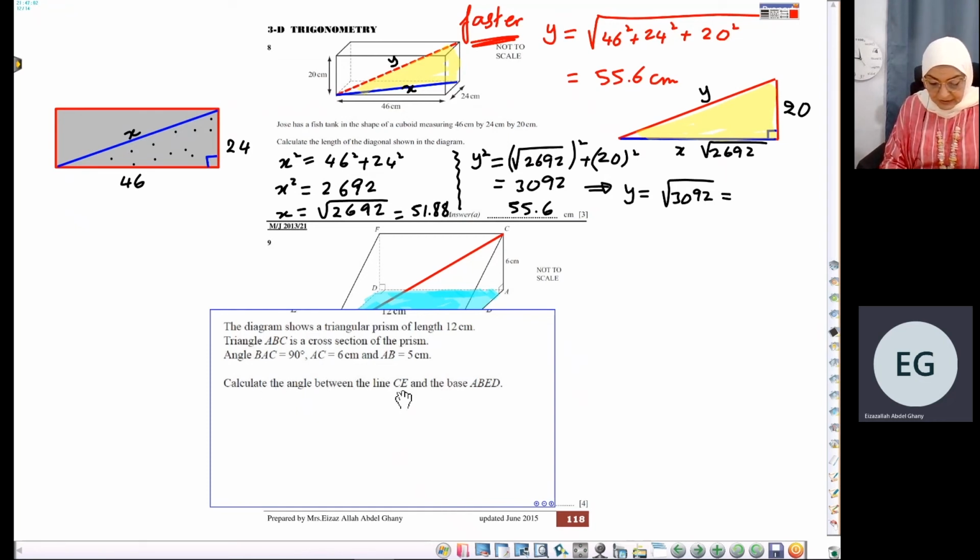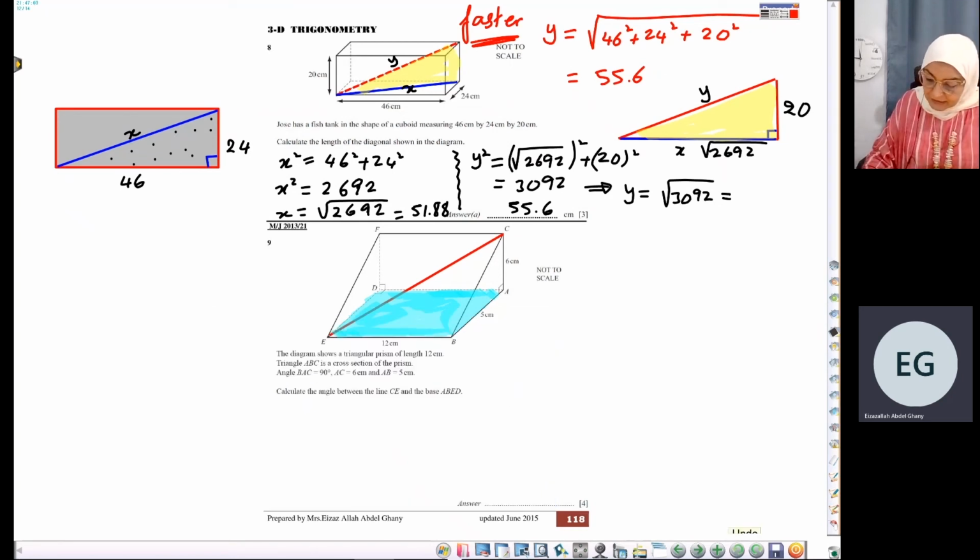Calculate the angle between the line CE and the base ABED. So how to find the angle between the line and the plane? It is the angle between the line and its projection on the plane. From the free end, you drop a perpendicular, then join. This is perpendicular already. He mentioned that the edge is perpendicular to the floor, and we need to find this black angle.